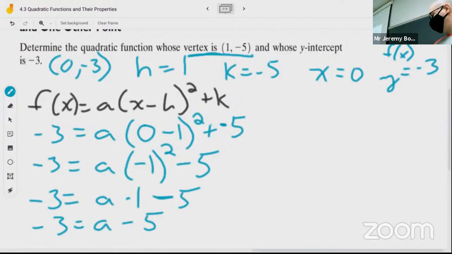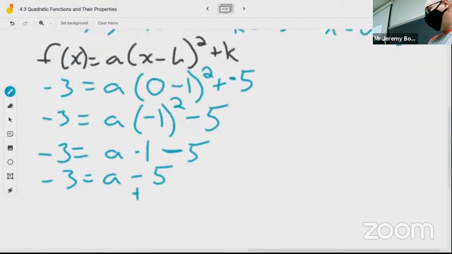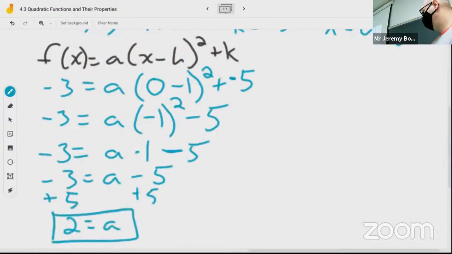Solve for a. I'm going to add 5 to both sides, get my a isolated. And we're going to have 2 is equal to a. Any questions on that? Good.